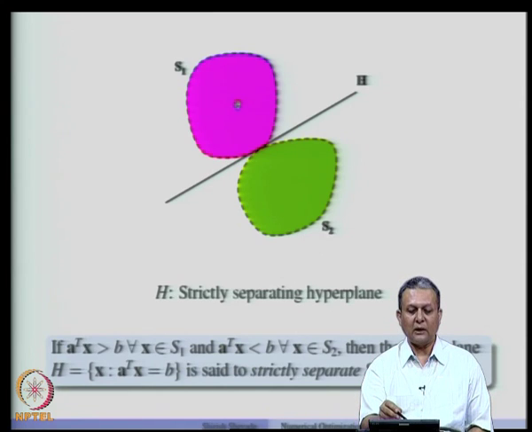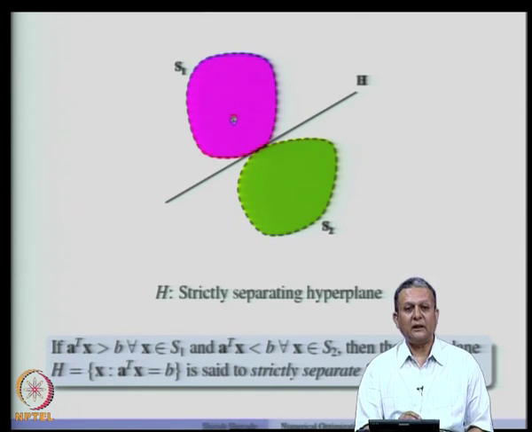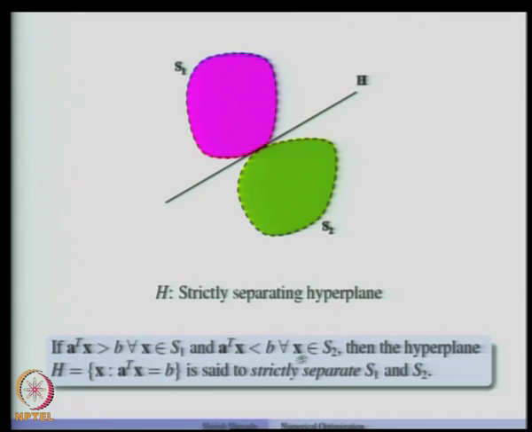So, that means that if I take any x from S1 we can say that A transpose x is strictly greater than B for all x in S1, and similarly A transpose x is strictly less than B for all x in S2. So, such a hyperplane H, which is the set of all x such that A transpose x equals B, is said to strictly separate S1 and S2. So far we have studied what are separating hyperplanes, what are strictly separating hyperplanes. Now, what can we say about a strongly separating hyperplane?